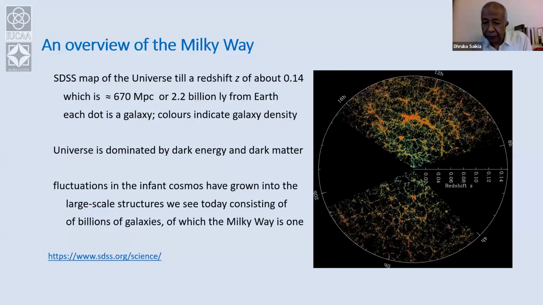So in very faint galaxies, we have not been able to establish it, but in galaxies we have generally studied, they're all embedded in dark matter.